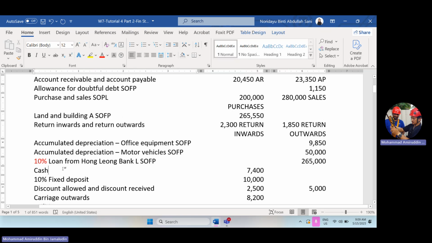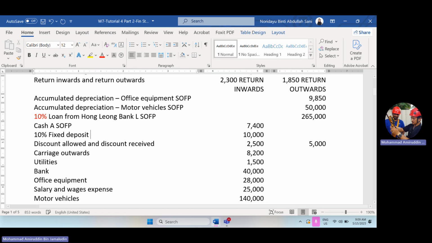Okay, next is your cash, is asset, SOFP. Fixed deposit, this is an investment, non-current asset, SOFP. And what is this 10%? This is your interest received. You invest in fixed deposit, the bank will pay you interest as a way of appreciation, right? You invest money. You should know the more money you deposit in the bank, the richer the bank will be. They will create more money, more loans from it.